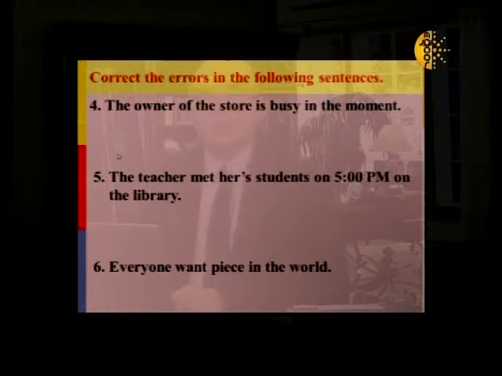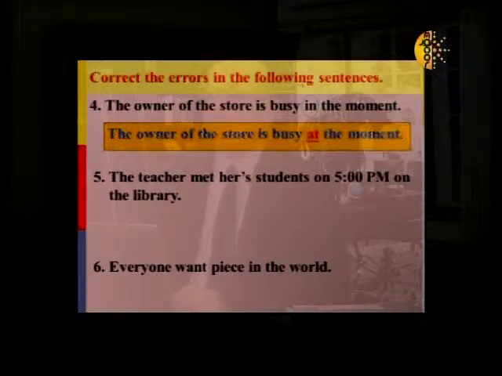What's wrong with this sentence? This is based on what we studied about 2 weeks ago. The owner of the store is busy in the moment. The problem in the sentence is what? With the preposition in. We cannot say in the moment. We have to say what? At the moment. Okay? Because moment is at this particular specific time.